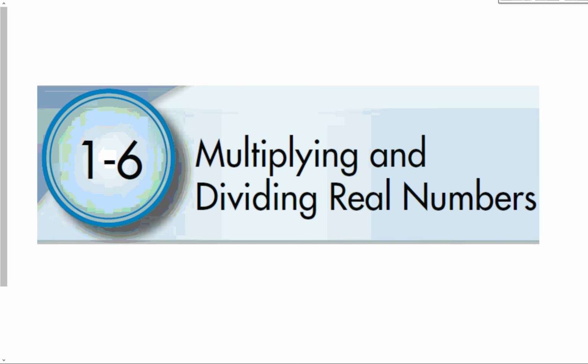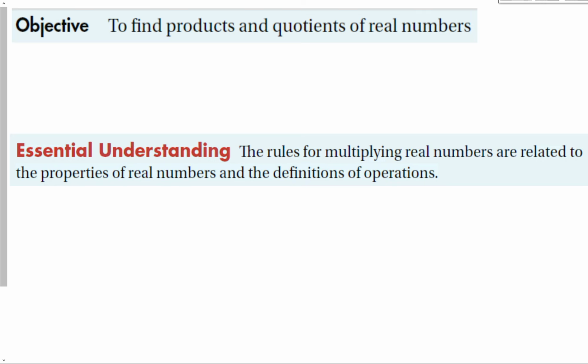1-6, multiplying and dividing real numbers. So our objective for this lesson is to find products and quotients of real numbers. Our essential understanding is that the rules for multiplying real numbers are related to the properties of real numbers and the definitions of operations.